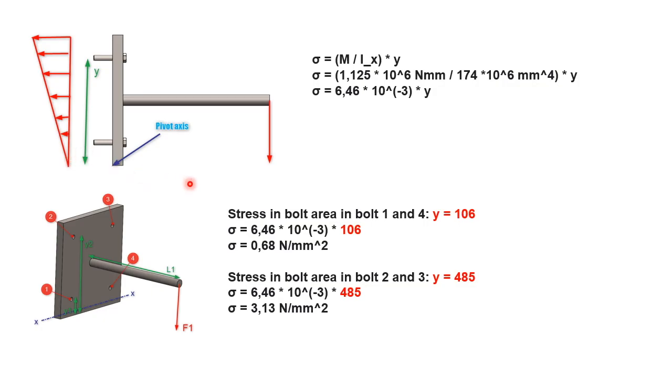By doing this, I am able to calculate the stress, which follows this formula. Then I insert y for the distance from the pivot axis up to the lower 2 bolts. That is 106 millimeter, which gives me a stress of 0.68 Newton per millimeter squared. And for the upper 2 bolts, it will be 3.13 Newton per millimeter squared. Remember, this is stress, this is not force.